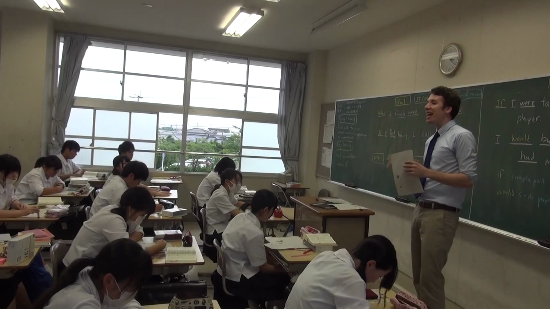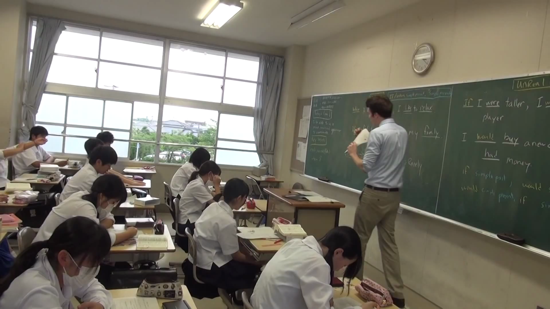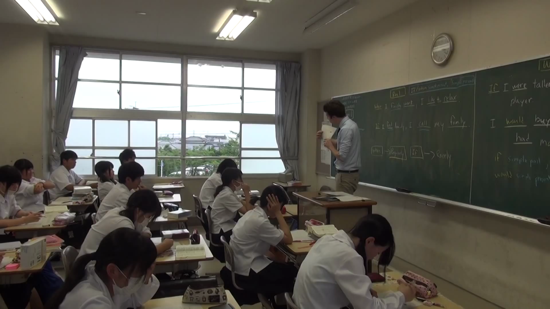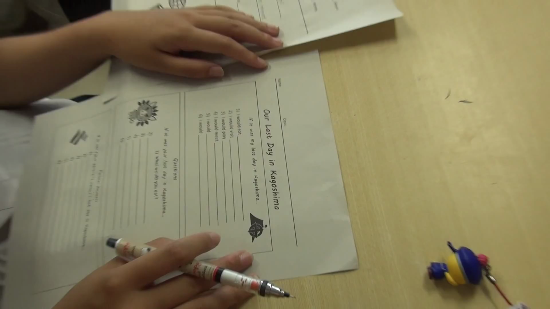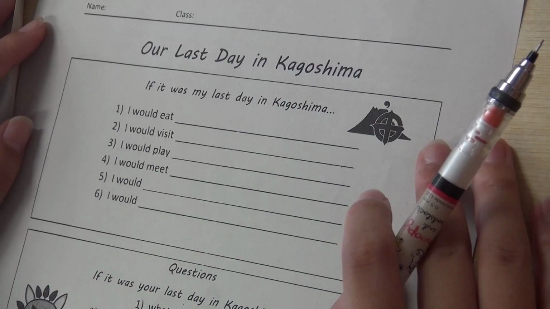So now, in the last 5 minutes, I want you to think. If it was your last day in Kagoshima, what would you do? So, you see, one through six. I want you to tell me, what would you eat? Where would you visit? What would you play? And who would you meet?